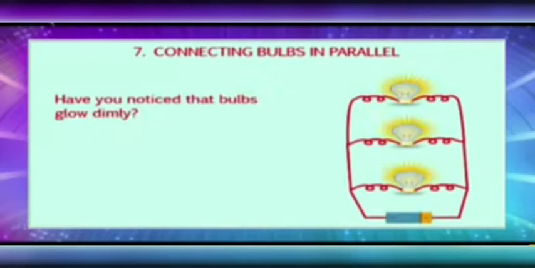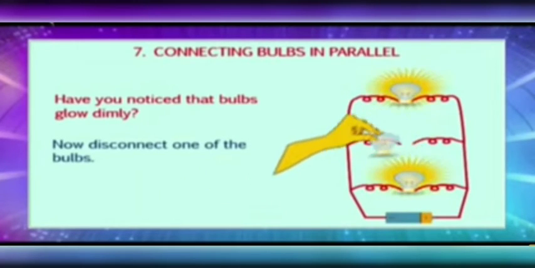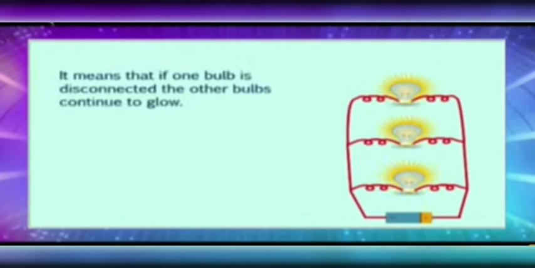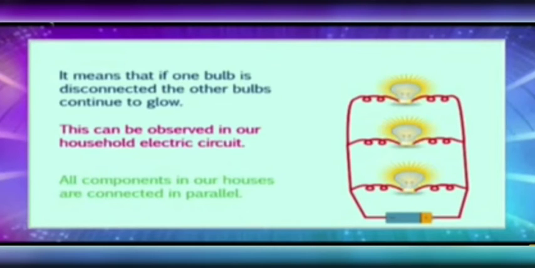Have you noticed that bulbs glow dimly? Now disconnect one of the bulbs. It means that if one bulb is disconnected, the other bulbs continue to glow. This can be observed in our household electric circuit. All components in our houses are connected in parallel.